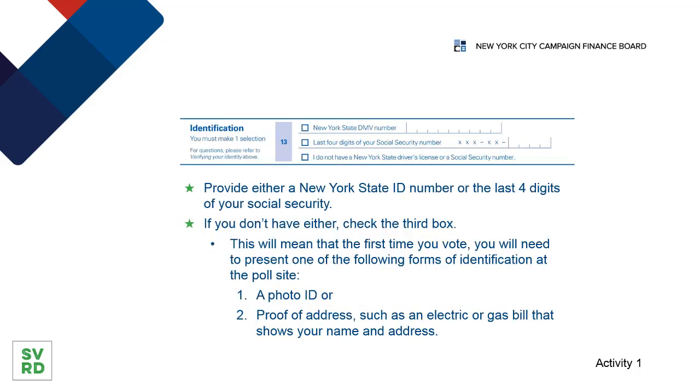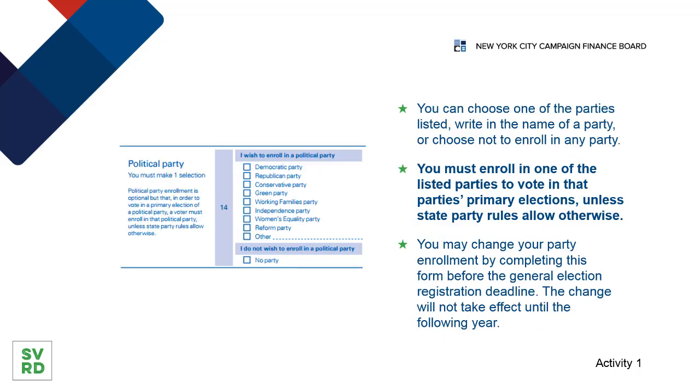They should provide either a New York State ID number or the last 4 digits of their Social Security. Please note that a New York City ID does not count as the New York State ID number. If they do not have either, they can check the 3rd box. This will mean that the first time they vote, they will need to present one of the following forms of identification at the poll site: a photo ID or proof of address, such as an electric or gas bill that shows their name and address. Section 14 is also required.